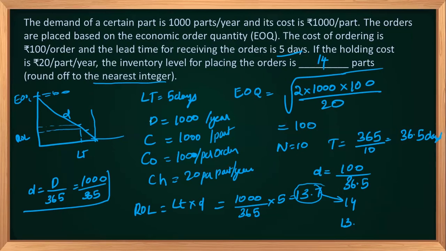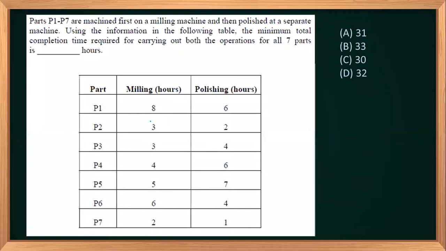Okay. Let's go now to another question from industrial engineering. This is our Johnson's rule for scheduling, right? Two machines, n parts, a two-machine system. It says P1 to P7. So 7 parts are there: first milling on the first machine, and then polishing on a separate machine. Using the information in the following table, find the minimum total completion time required for carrying out both operations for all the 7 parts. This is operation 1, this is operation 2, so we can say machine 1 and machine 2.